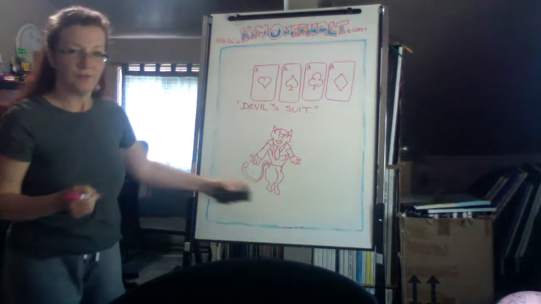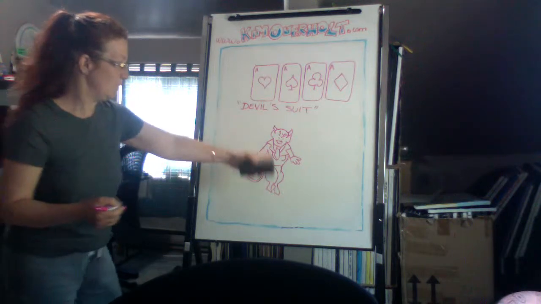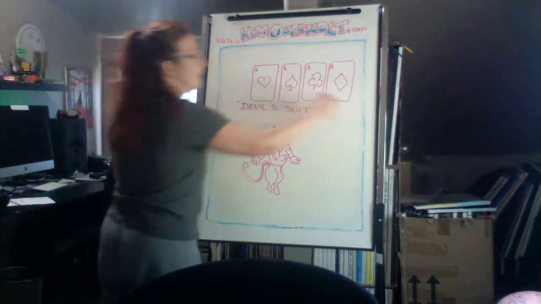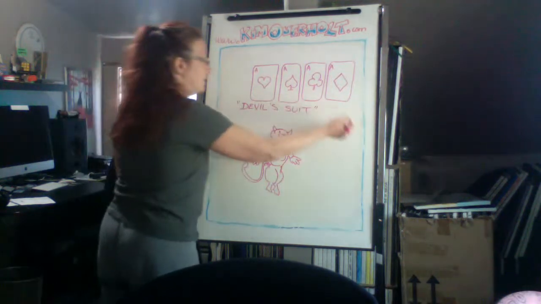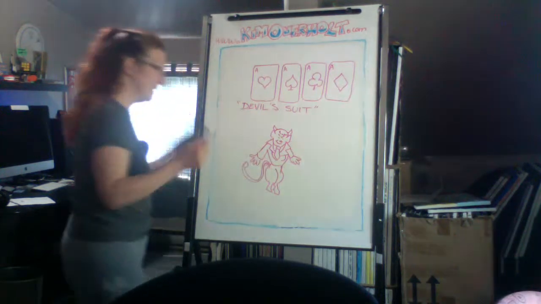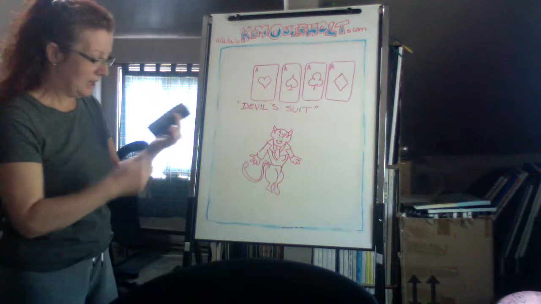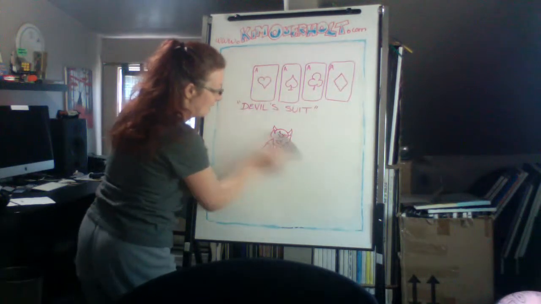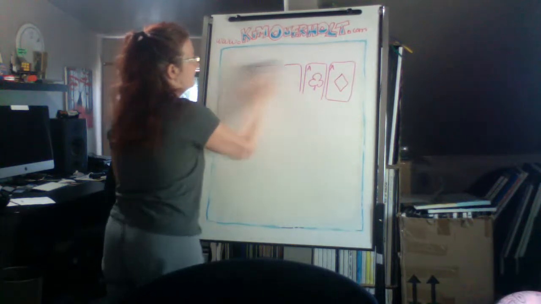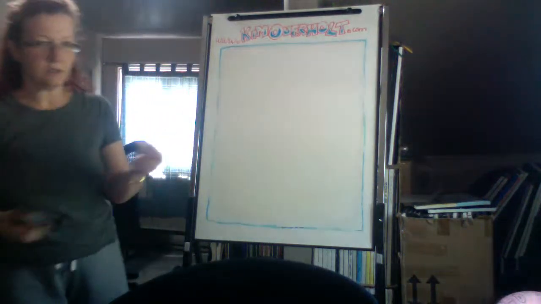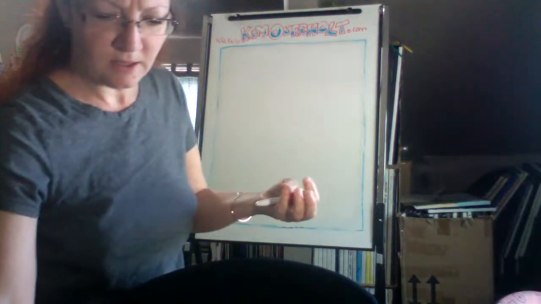It could be the devil's suit, like the devil wearing a suit. So it could be a play on visuals, the suit of cards or the devil's suit, because you're wearing one, right? So there's a little play on words, and the stories are also playing on the same thing, where there's the hearts, clubs, spades, and diamonds, right?